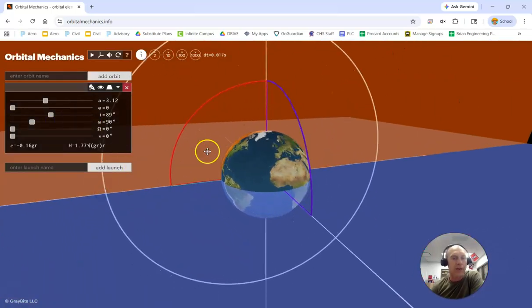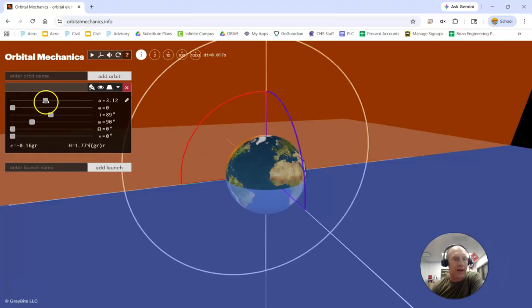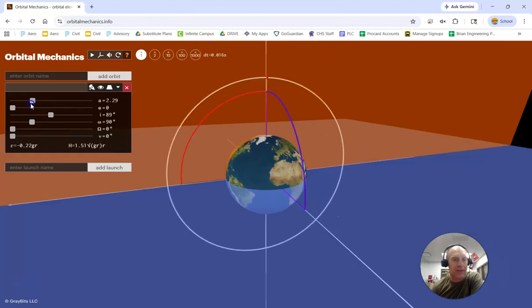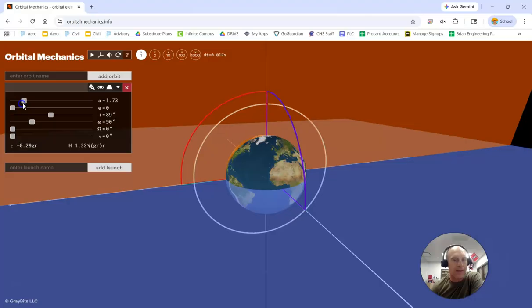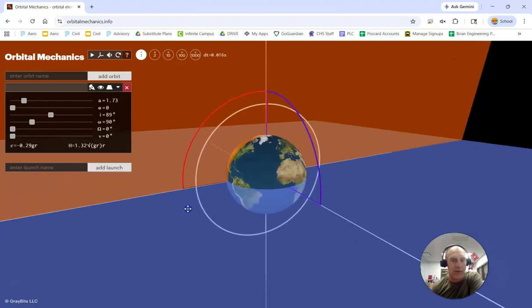So let me turn this. What I would like you to do right now is set yours to something similar. I don't really care so much about what your semi-major axis is, but I want your eccentricity to be 0 and your inclination to be about 90. So make yours like mine. And now that we have this orbit, we can look around here.